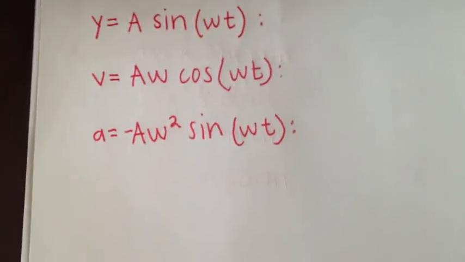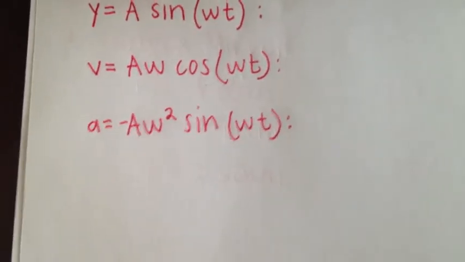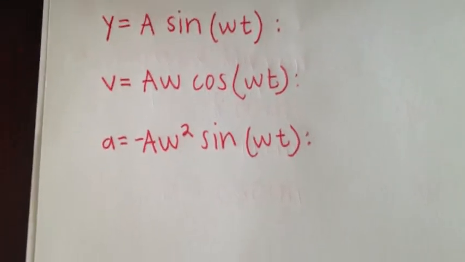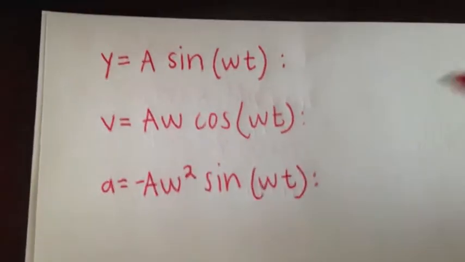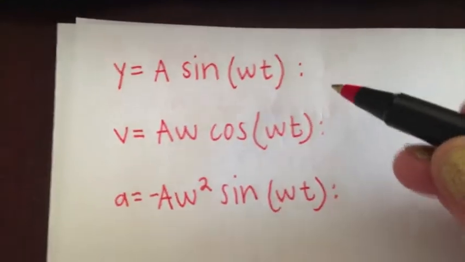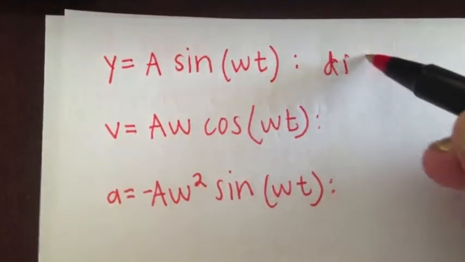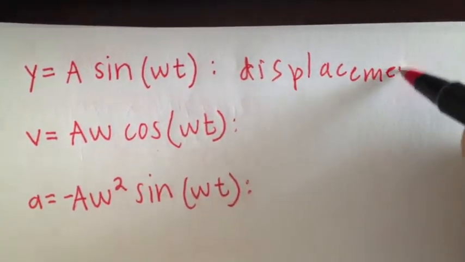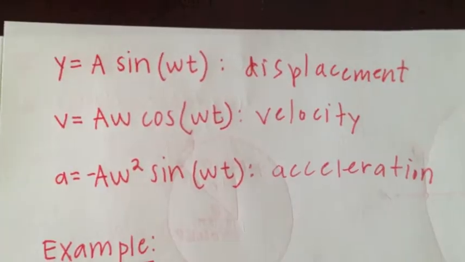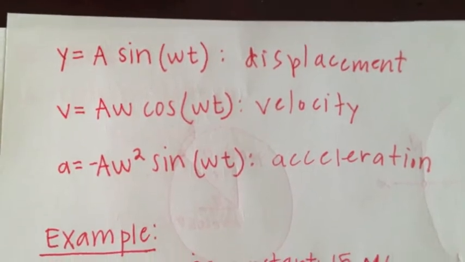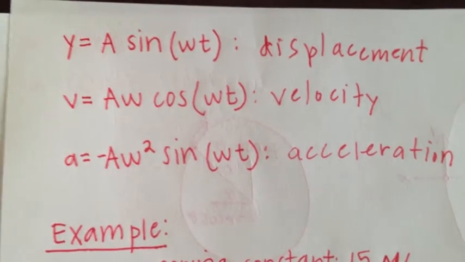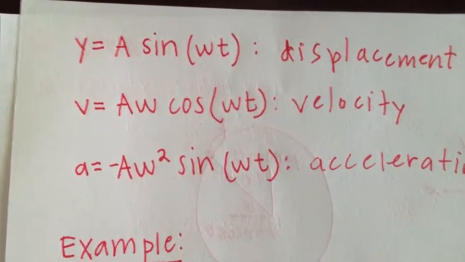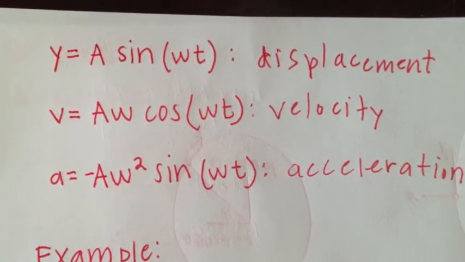And these are the equations now for calculating displacement, velocity, and acceleration for systems experiencing simple harmonic motion. This first equation is about displacement. Now going more in depth with the displacement equation, the amplitude is simply the maximum displacement of the object from its equilibrium point.